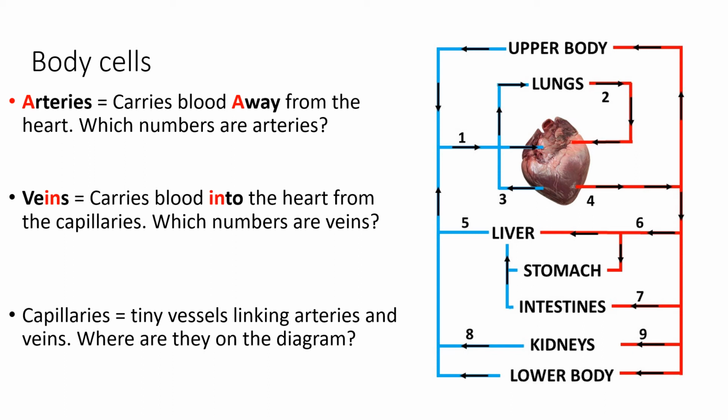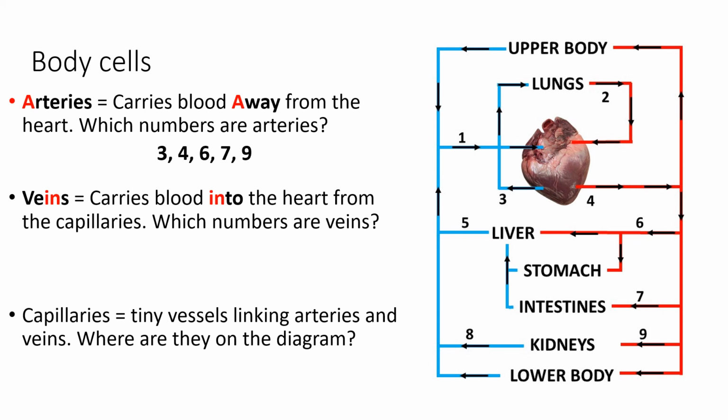You can then see that there are several veins all the way across the body, and again they all collect blood up and feed it straight back into eventually tube number 1, which is the vena cava. To start with, which of those numbers 1 through 9 are arteries? Well, the answer is that we have several arteries.